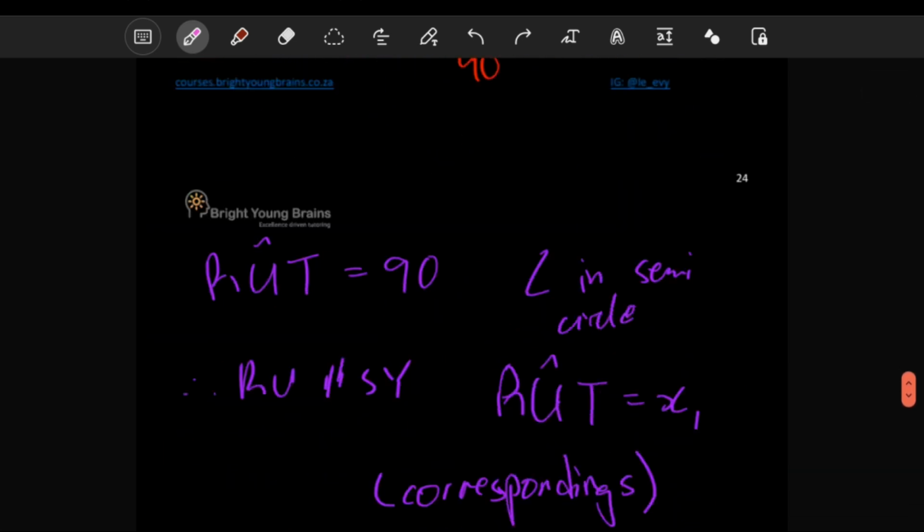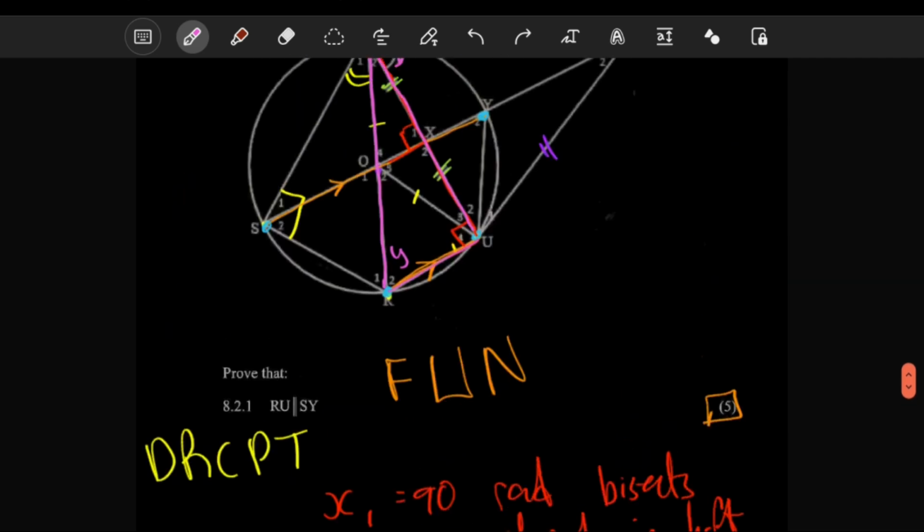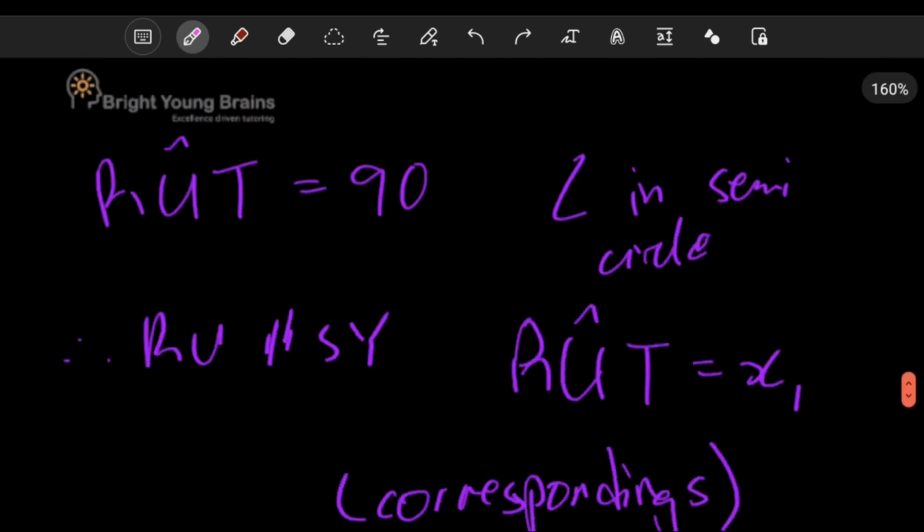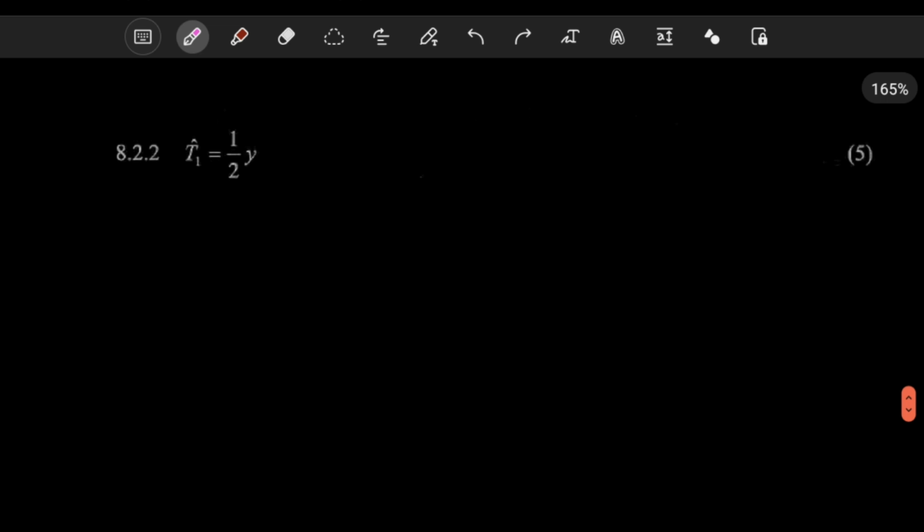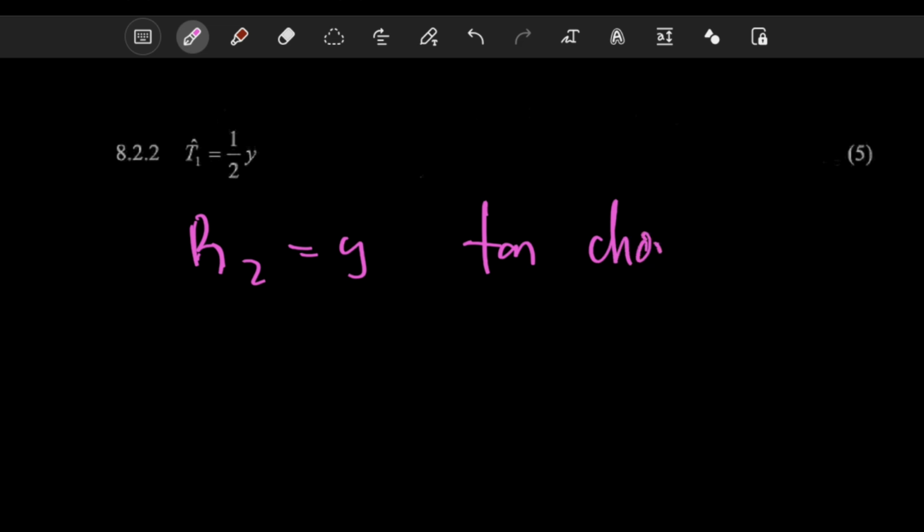So we can start off by saying that, you see. What did we say here? R2 is equal to Y, tan-chord theorem. Can't even write nicely, just a little bit. Tan-chord theorem. Nice. Very nice. It's just a tan-chord theorem.